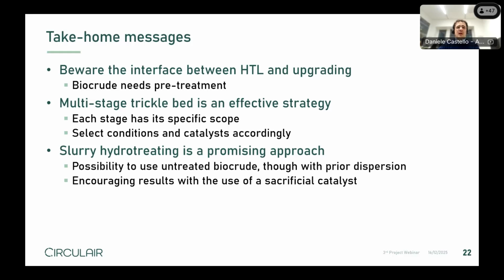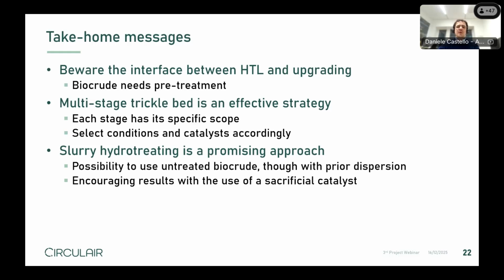The multi-stage trickle bed is an effective strategy for the upgrading of biocrude. It's important to remark that each stage has a specific scope, such as deoxygenation, denitrogenation, and so on, and the conditions and catalysts must be selected accordingly. Finally, slurry hydrotreating is a promising approach because, as I said, biocrude is a heavy product with inorganics and so on. So this can be a viable approach.